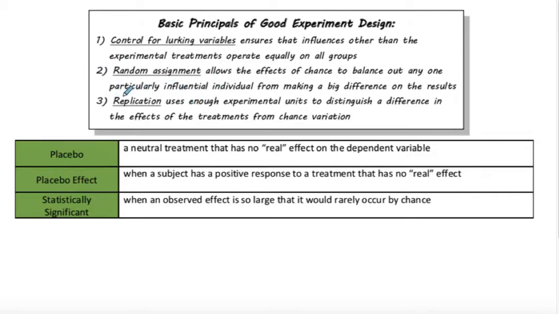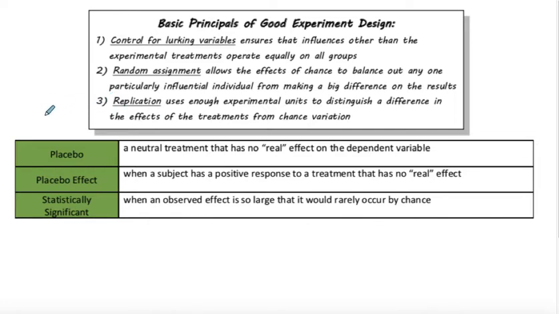And then replication. This is where we use enough experimental units to distinguish a difference in the effects of the treatments from just chance variation within our groups itself. So if I only had 3 volunteers in our experiment and I had 2 treatments, so I had one group of 1, one group of 2, that's not enough replication inside my experiment to say that it wasn't individual differences that caused my result or the lack of results. I need to make sure that I have enough experimental units to say that the results are effects of the treatments, not the individuals in the groups.